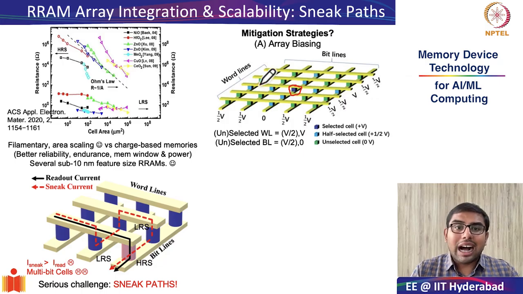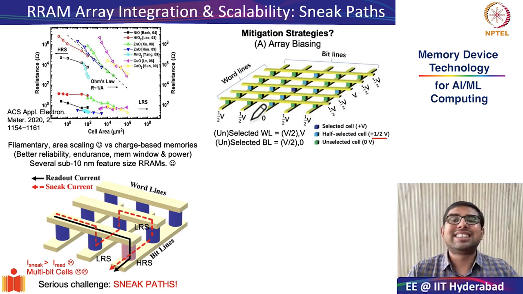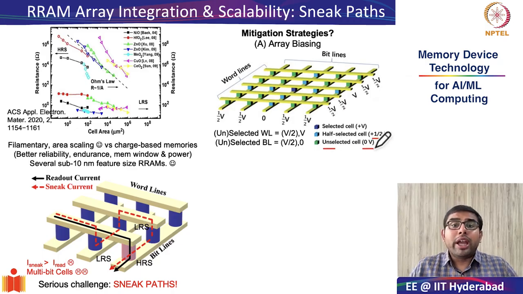The others are your half selected cells. Half selected cells are the ones which are on the same word line or bit line as your selected cell. On the half selected cells, the potential difference across them is just half of V, whereas in all other cells, the potential difference is 0. So in all unselected cells, since there is no potential difference, even if it is in low resistance state, there is no chance for sneak currents to pass through.